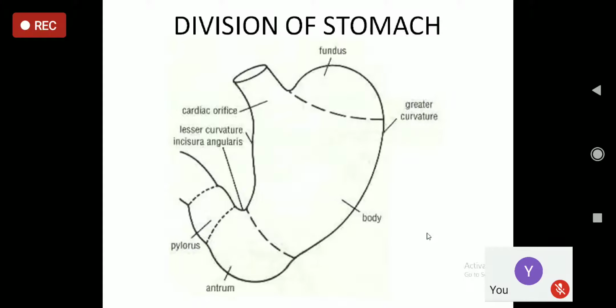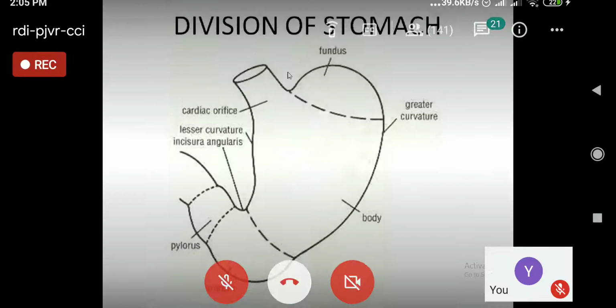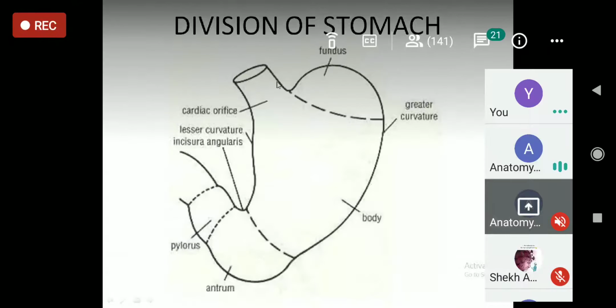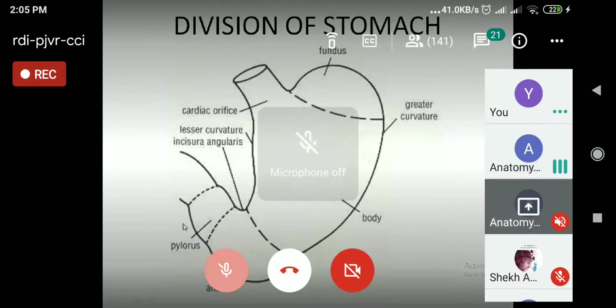Now, after the different parts of the stomach, we'll go to the division of the stomach. What is this end of the stomach? Cardiac. This is the cardiac orifice, or cardiac end, and this is the pyloric orifice, or pyloric end.